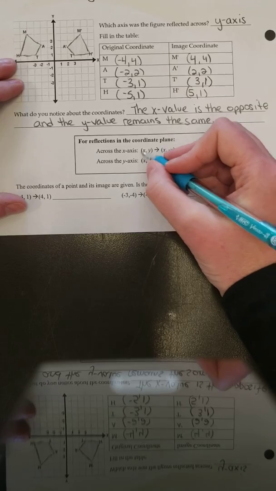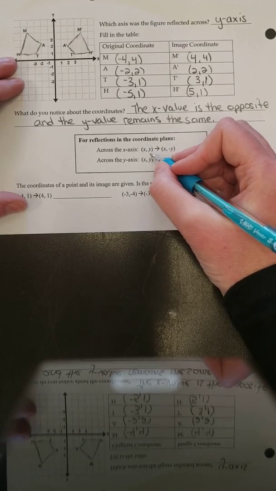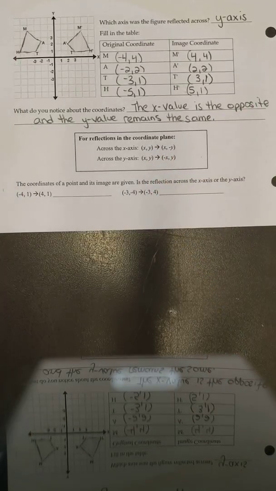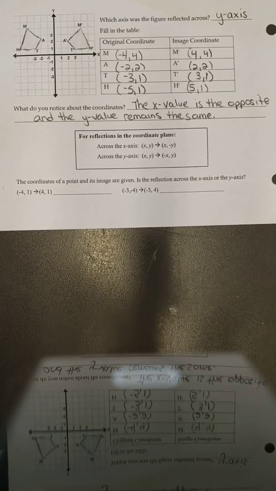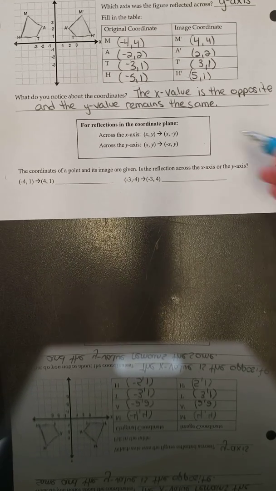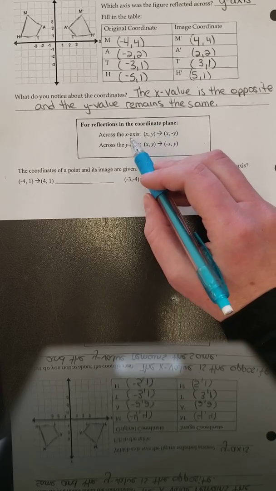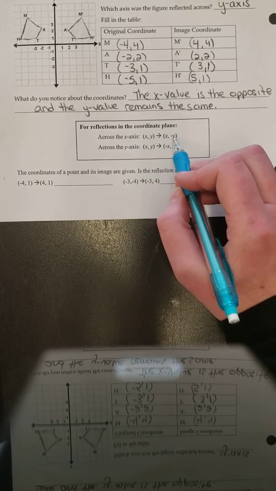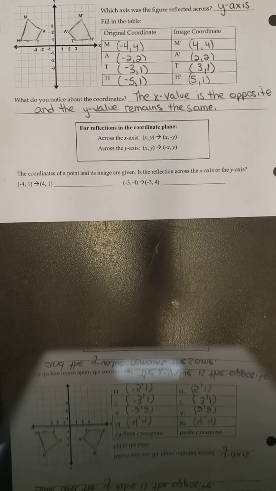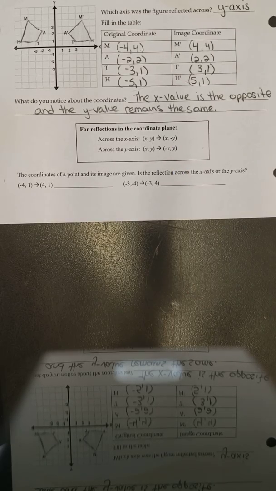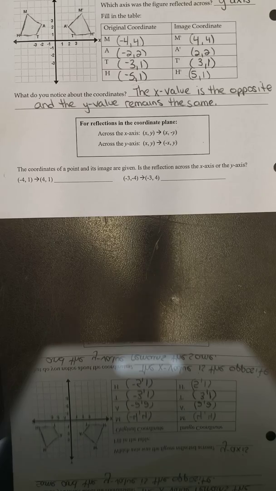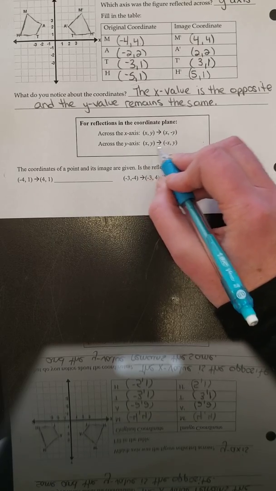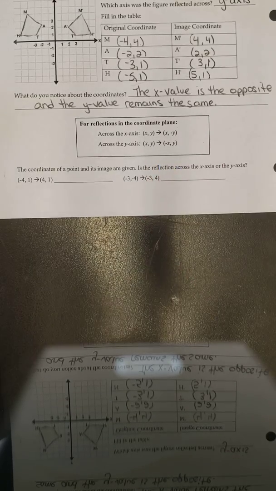Okay, and this is how it looks algebraically. So this (x, y), that's your original coordinates, x and y. This arrow shows you that you're doing some sort of transformation, and it leads us to these coordinates. So if I go across the x-axis, my x stays the same, and then my y becomes the opposite. That's what the negative shows us, that it's going to be the opposite. If I go across the y-axis, the x value becomes the opposite, the y stays the same.